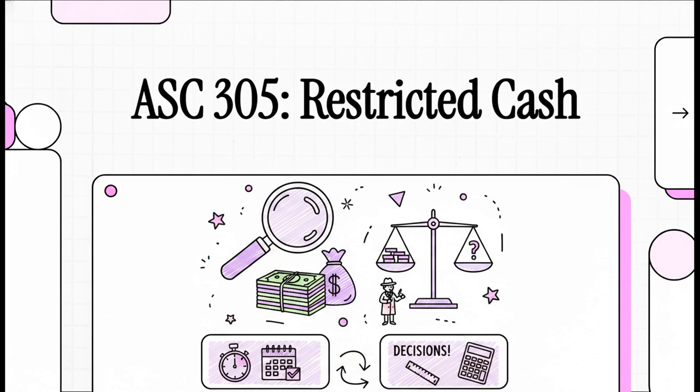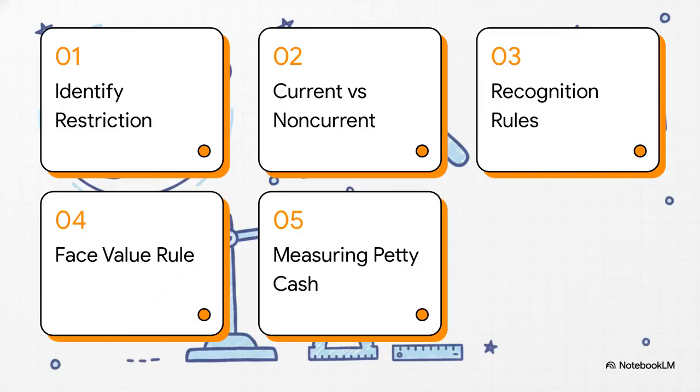Restricted cash, in particular, demands two totally critical decisions from you every time you close the books: identification and current versus non-current classification. You absolutely cannot just set it and forget it. So we're going to break down exactly what you need to look for, when you need to actually record it, and how to measure it correctly. Here is our roadmap for today's explainer. First, identifying restriction in classification. Next, the recognition timing rules. And finally, the face value rule and the specific steps for measuring petty cash.